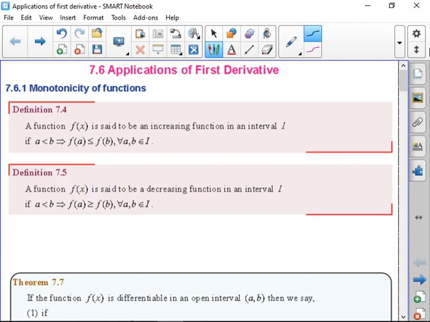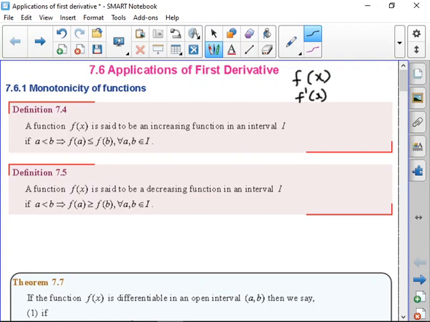Good morning, students. Today we are going to see applications of the first derivative. First, what is the first derivative? If f of x is a function, then its first derivative is f dash of x. So we are going to see the applications of the first derivative. First we will see the monotonicity of functions.